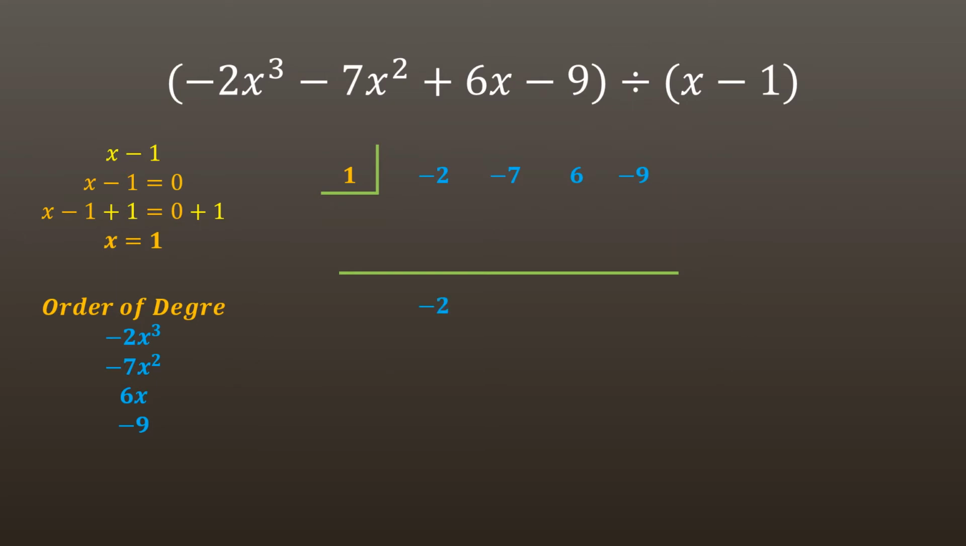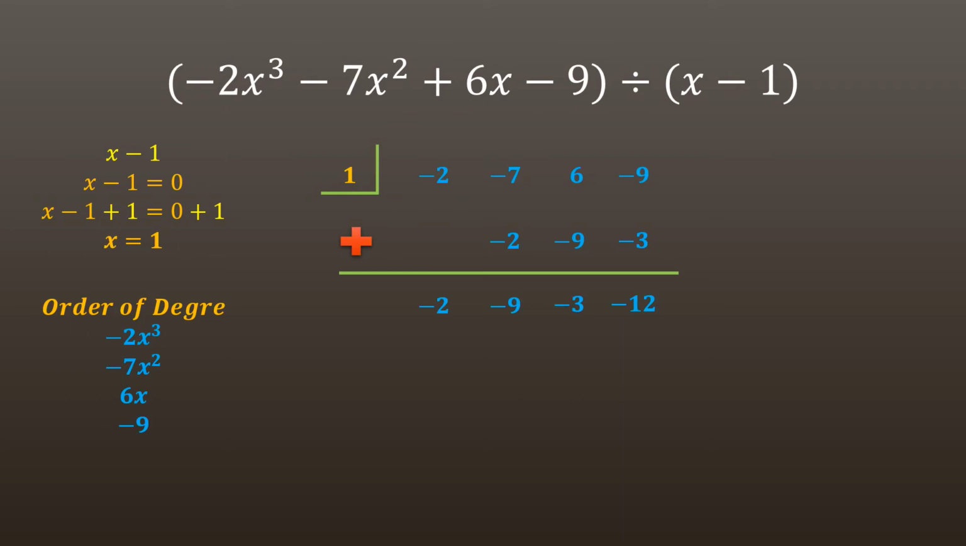First thing is to bring down negative 2. For the operation, you multiply negative 2 by 1, and you put your product here. So negative 7 plus negative 2, we add that, and the sum is negative 9. Then negative 9 multiplied by 1, the product you write there. So 6 plus negative 9, the answer is negative 3. Negative 3 times 1 is negative 3. Adding that, negative 9 minus 3, we have negative 12.